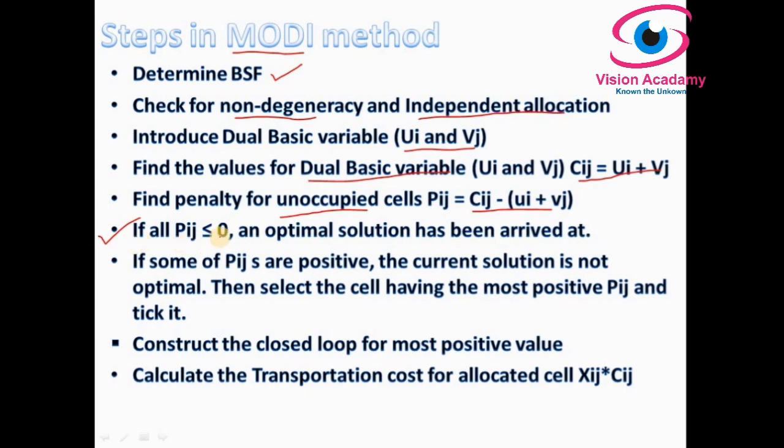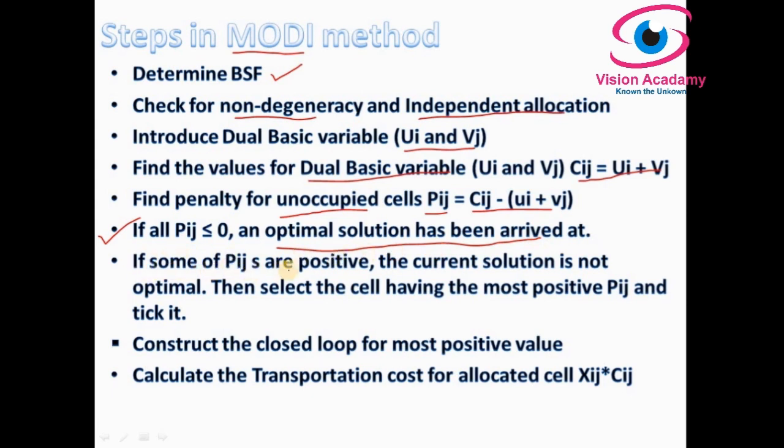If all Pij values obtained in the last step are lesser than or equal to 0, it means there must not be any negative value. There may be negative values, but there must not be positive values. If all Pij values are lesser than or equal to 0, an optimal solution is arrived at. Okay, now you can stop the procedure.